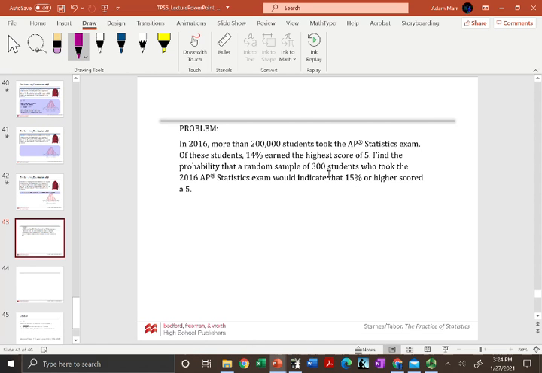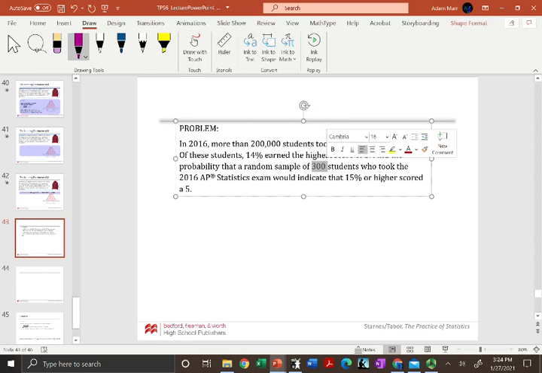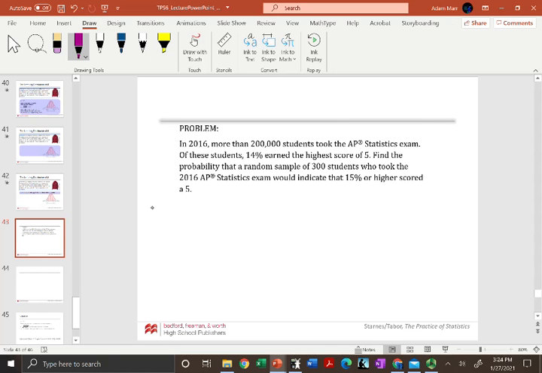Okay, so they want to know, in our sample of 300 students, what's the probability that 15% of them or more got a 5 in our sample. All right, so no problem. So remember, first we start out right here. First, we want to see if the sampling distribution is approximately normal. So we'll go to np greater than or equal to 10, n times 1 minus p greater than or equal to 10. So we know that right here we have a sample of 300.